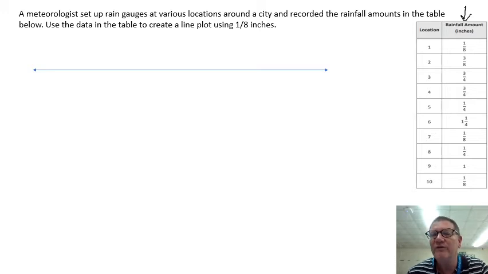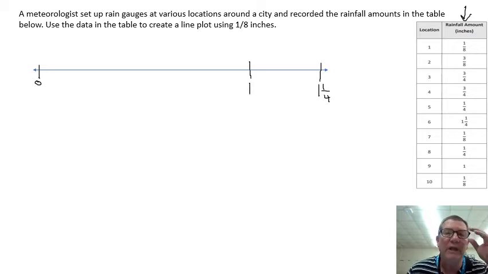Now I'm looking at all this data and I see that the largest one was 1 1/4. So that's going to be the end of my line plot. And I know the beginning of my line plot. I don't have to, but I'm going to make this one 0. Now it says in eighths, so I need to get my whole in here. So I'm going to make this one whole right here. And then we know we're going to split up the whole into eighths.